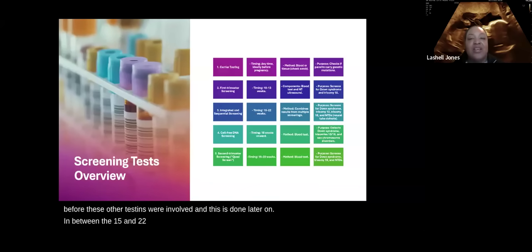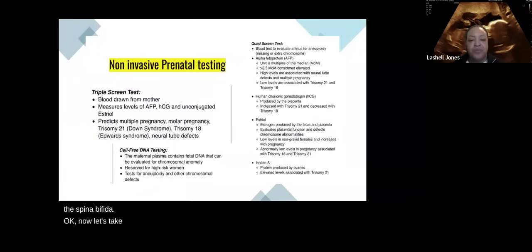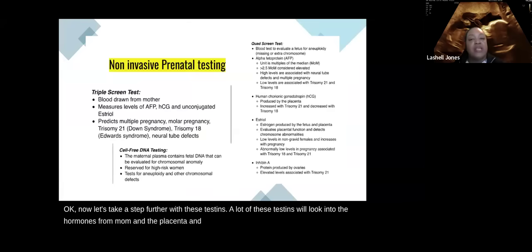And that's your standard neural tube defects test, to detect spina bifida. Okay. Now let's take a step further. With these tests, a lot of them will look into the hormones from mom and the placenta. And so we're going to break down why. What is the purpose of that? Those hormones really tell us a lot, actually.